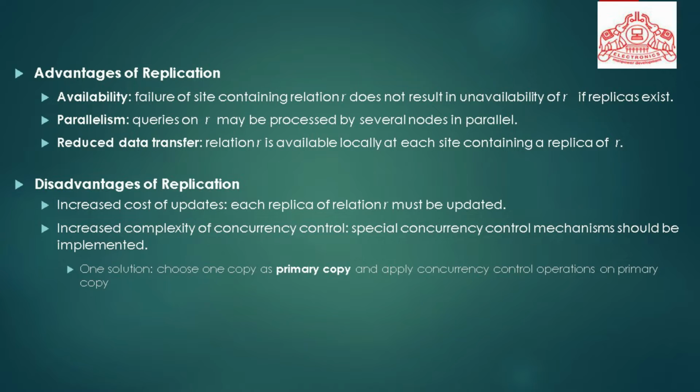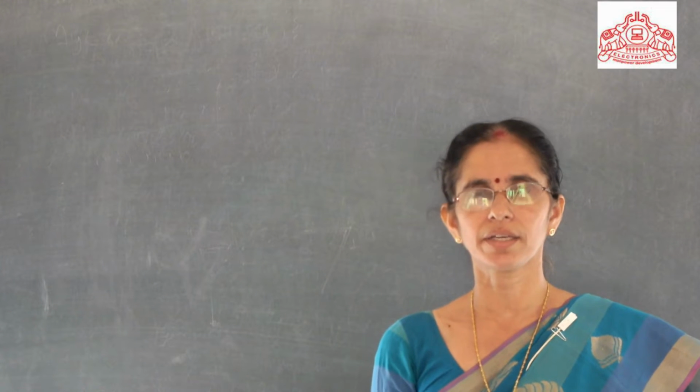We will deal with the advantages of replication. The main advantages are availability and increased parallelism. In case of failure of a participating site, the other sites contain a copy of the database, so it can be shared by all running sites. For parallelism, queries can be executed in parallel because the same relation R is duplicated in multiple sites. Also, it causes reduced data transfer because the required data are stored in multiple sites.